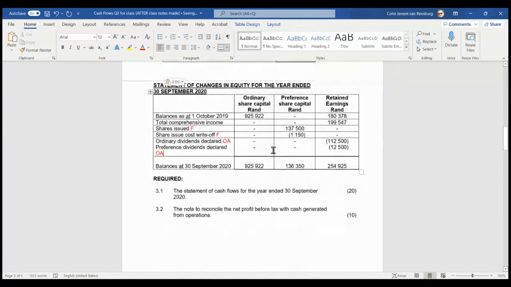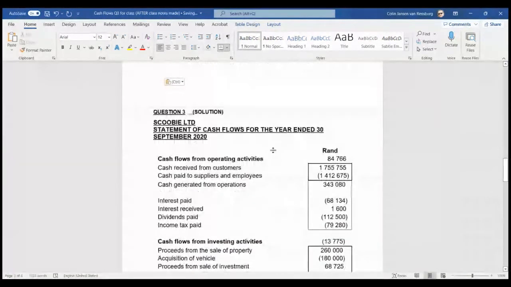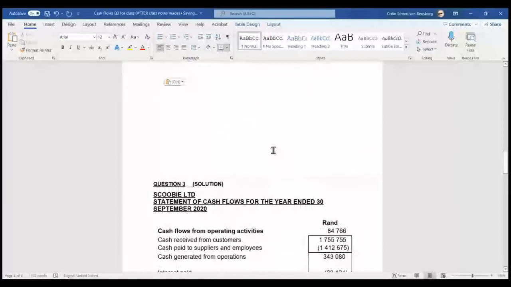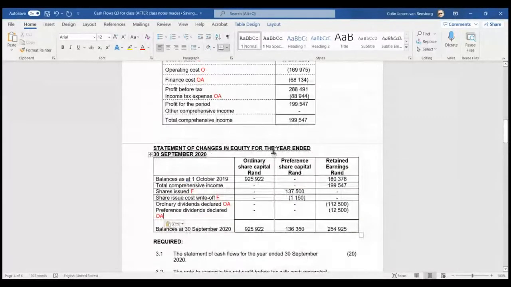Okay, it goes to the next line. Let me just see whether it messed with my formatting. No, it hasn't messed with my formatting, so that is all good then. So that is also another operating activity. Right, ladies and gentlemen, so we are done analyzing our statement of changes in equity.